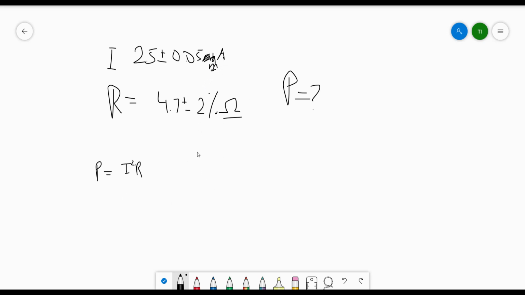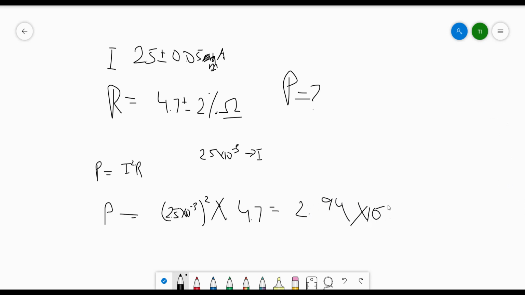To convert milliamps to amps, you're going to have to do 2.5 into 10 to the power minus 3, and that is your current value. So the power would be 2.5 times 10 to the power minus 3, squared, times the resistance, which is 4.7. And that would be, rounded to two significant figures, 9.4 into 10 to the power minus 5 watts.